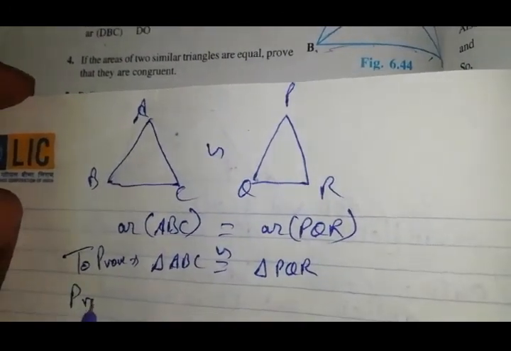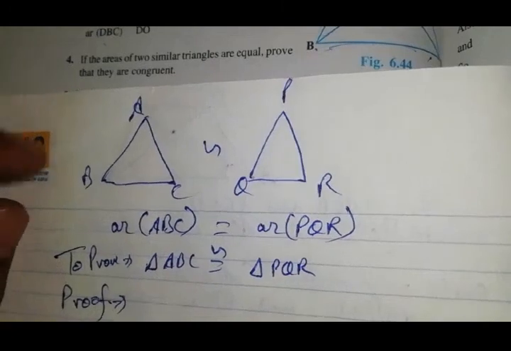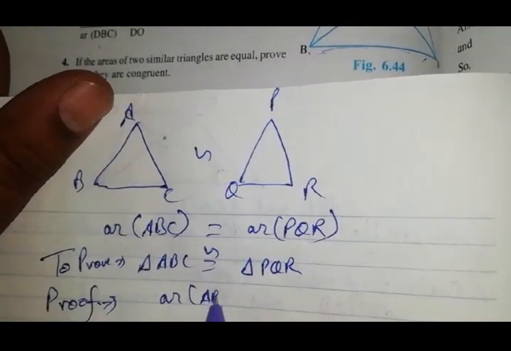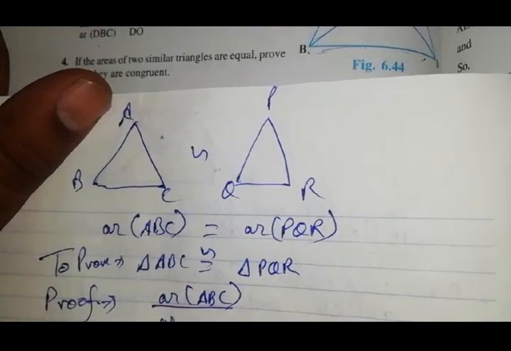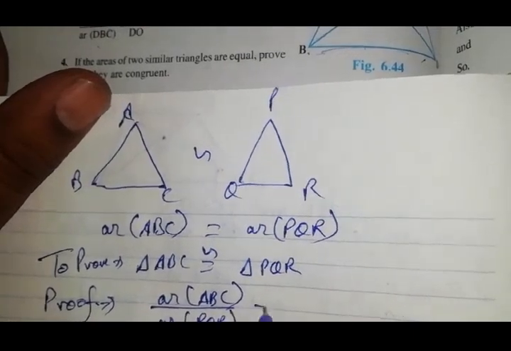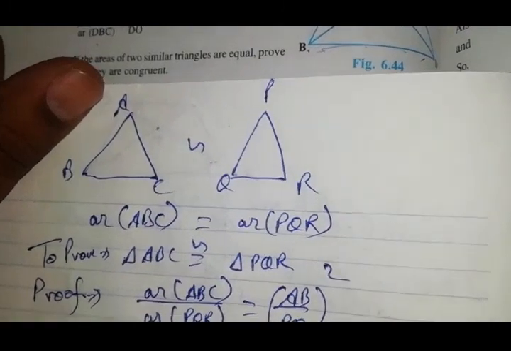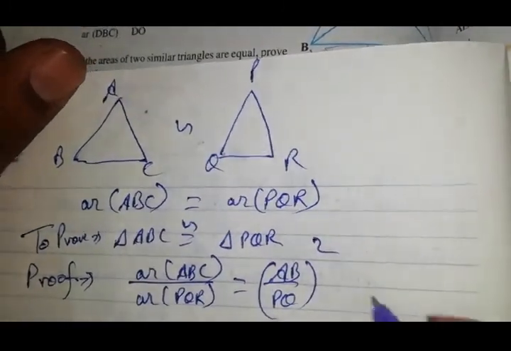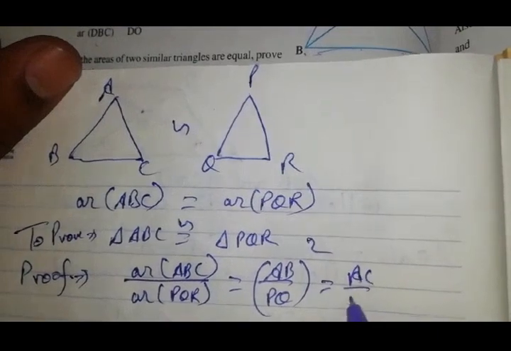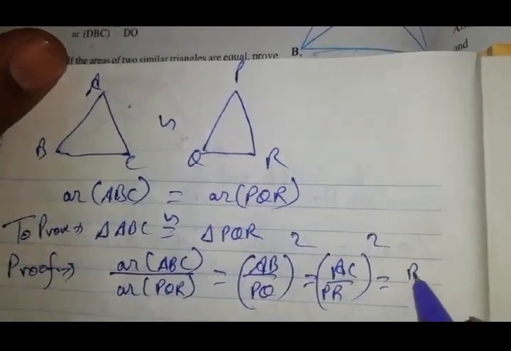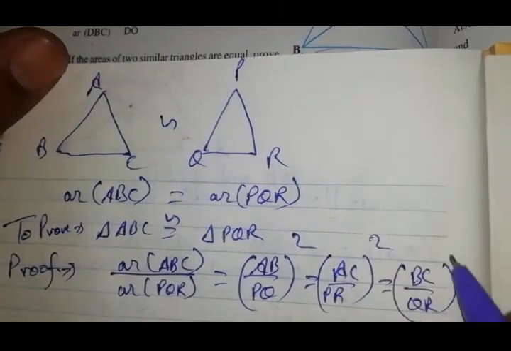Okay, so now for proving, what we are going to write is that area of triangle ABC upon area of triangle PQR can be written as (AB upon PQ) whole square, by theorem third, or (AC upon PR) whole square, or (BC upon QR) whole square.